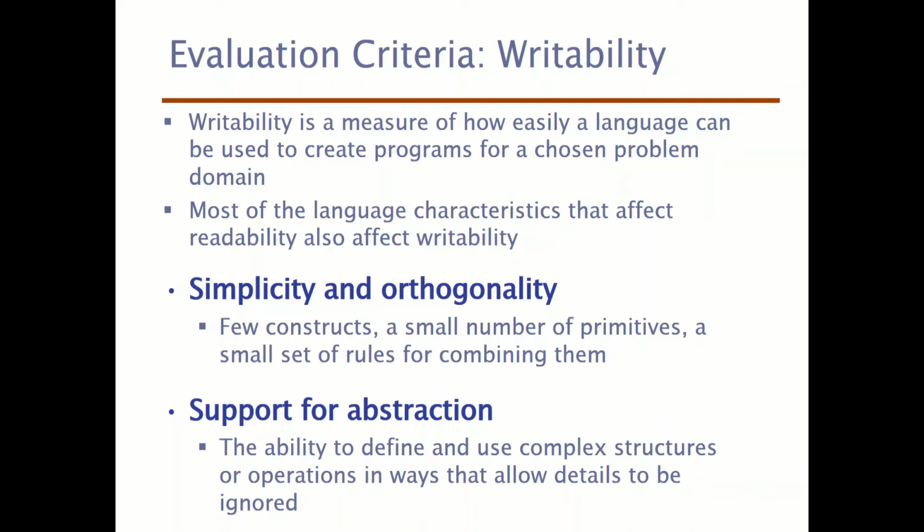expected outcome, okay? So we said readability and writability are influenced by common characteristics. However, there are some characteristics restricted only to writability. Now, simplicity and orthogonality affect both, so I don't have to explain them again. Few constructs, a small number of primitives, and a small set of rules for combining them create robust code that makes the code writable and readable at the same time.